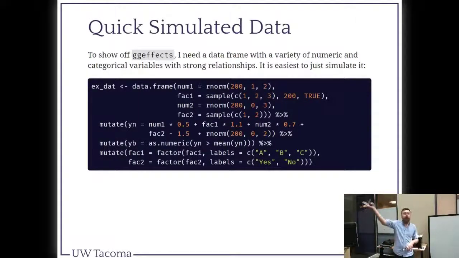I'm going to create first some simulated data because I want some special properties in here. I want some categorical and numeric variables. I want them correlated in a nice way. If you want to know how to simulate data for some purpose, steal this off the slide, use it, and you can see what I've done.